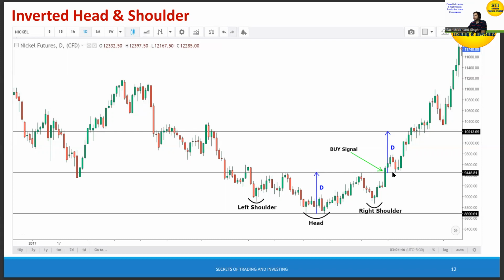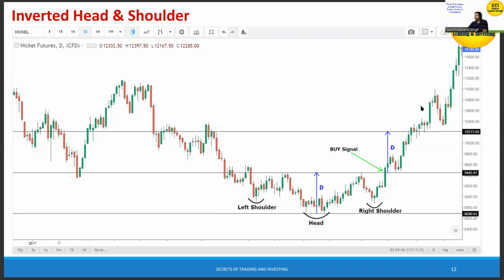And if a clear-cut breakout is happening, at this particular price point we can decide to take an entry. The first target would be equal to the D, that is the distance between your head and the neckline. And even if the breakout continues further, it may give you another D. But this first D happens in more than 80%, I can say 80 to 85% of scenarios.